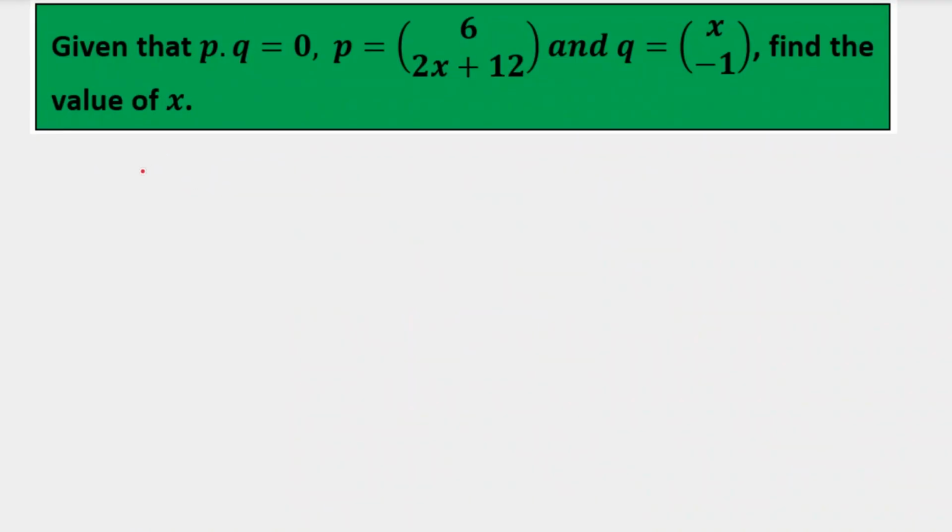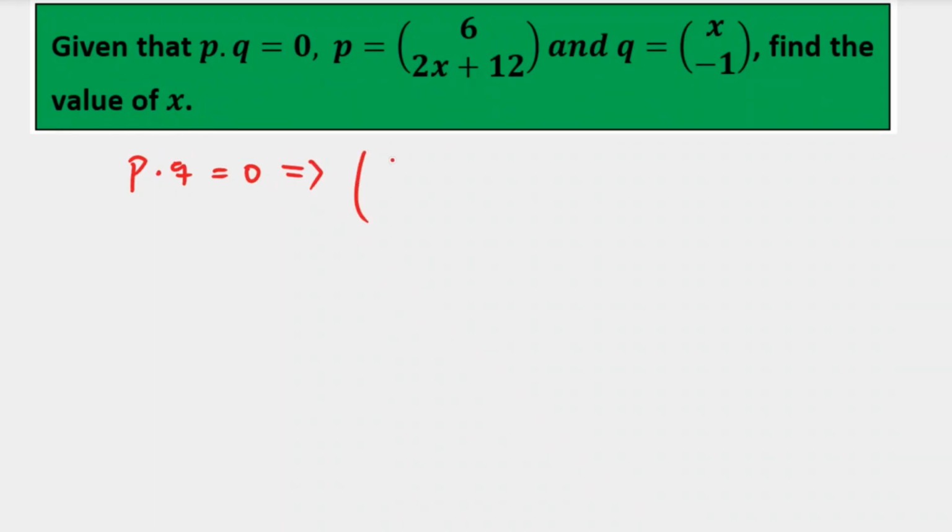So given that P dot Q, the product of P and Q, is equal to 0. P has these components and then Q also has these components. We have to find the value of X. So the condition has been stated already. We just have to do substitutions here to find the value of X. So now P has components of this.